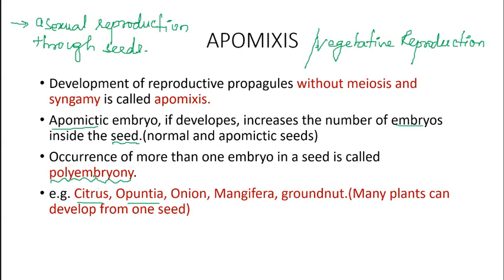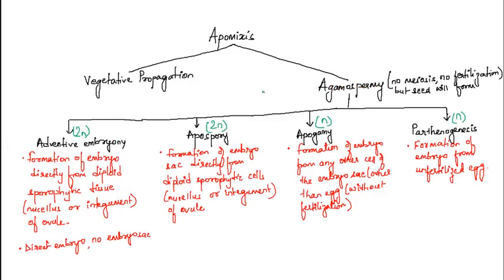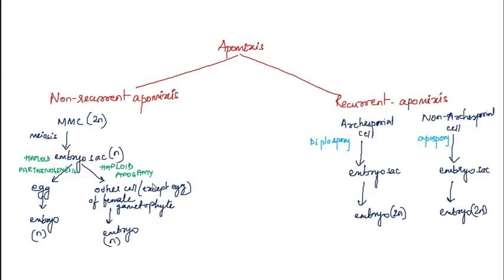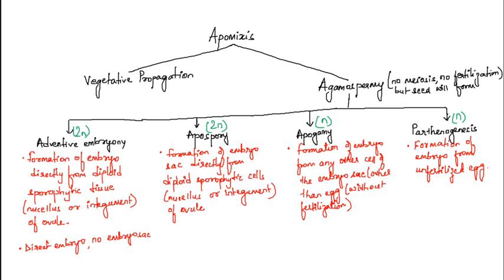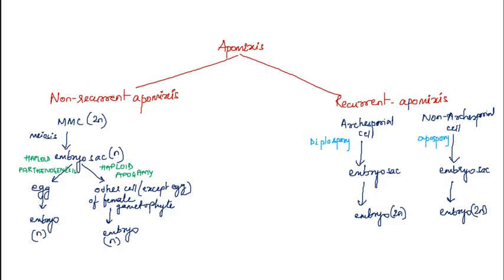Now, these apomixes are of several types. Before doing this slide, we will first discuss another slide. See, apomixis is a type of asexual reproduction, or asexual propagation. They can be divided into non-recurrent apomixis and recurrent apomixis. In non-recurrent apomixis, the megaspore mother cell, which is MMC, undergoes a type of meiotic division, and the haploid embryo sac forms.